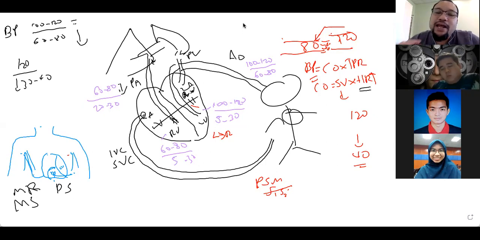So blood akan kurang pergi dekat lungs. What happen bila blood kurang pergi dekat lungs? Oligemic lung fields. So bila you buat x-ray, you akan nampak reduce vascular marking. Lung tu akan nampak lagi lucent, akan nampak lagi black. Sebab apa? Sebab kurang blood pergi dekat lungs. Oligemic lung fields. Lepas tu apa? Lepas tu, what will happen to your right ventricle?